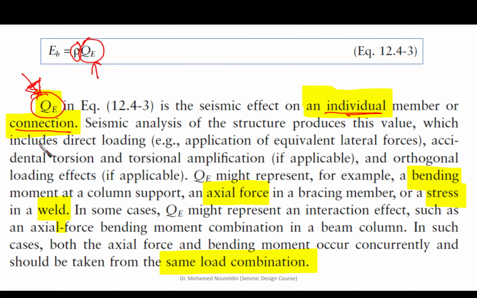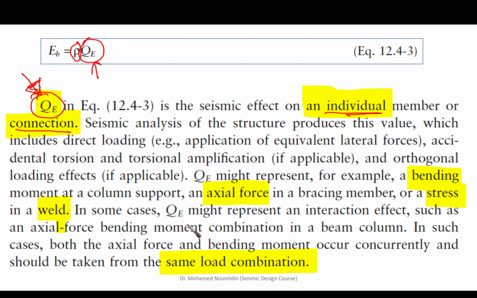quantity. Seismic analysis of the structure produces this value, which includes direct loading, application of equivalent lateral force, accidental torsion amplification if applicable, and orthogonal loading effects if applicable. Okay. So QE might represent, for example, a bending moment at a column support, an axial force in a bracing member, or a stress in a weld. Okay, so it is an individual component.